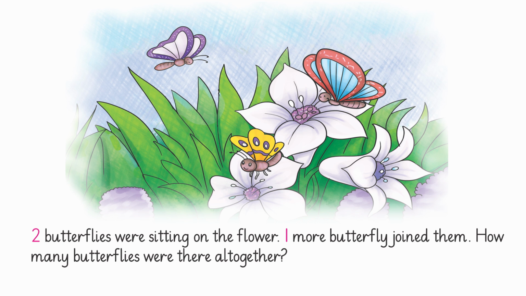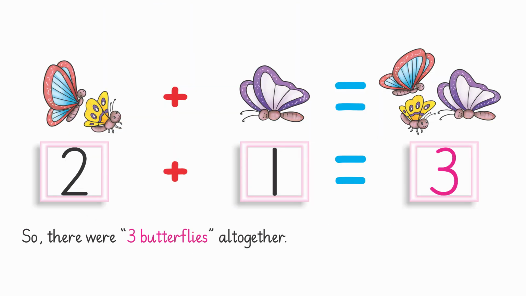2 butterflies were sitting on the flower. 1 more butterfly joined them. How many butterflies were there together? The answer is 3. So there were 3 butterflies all together.